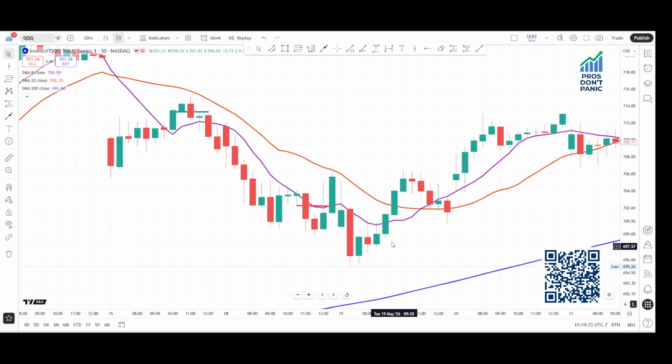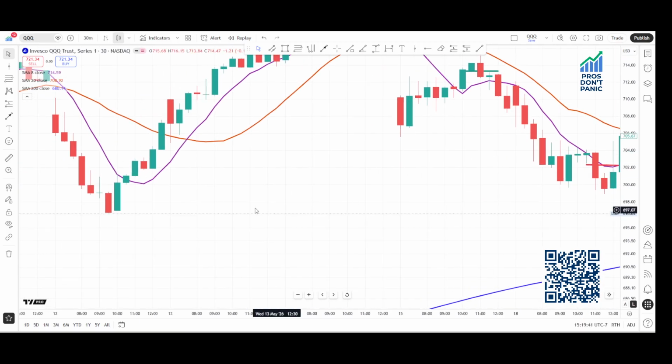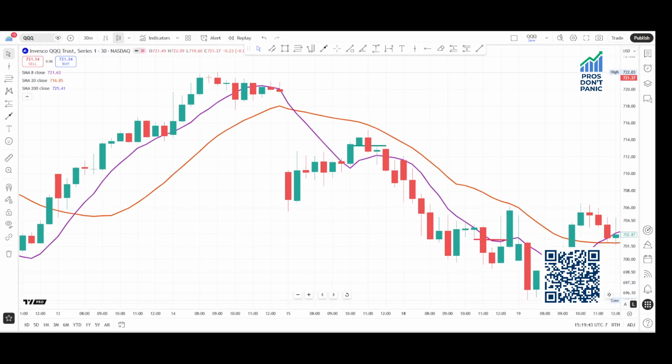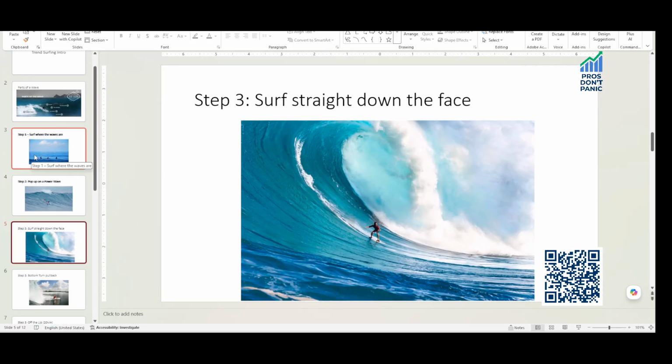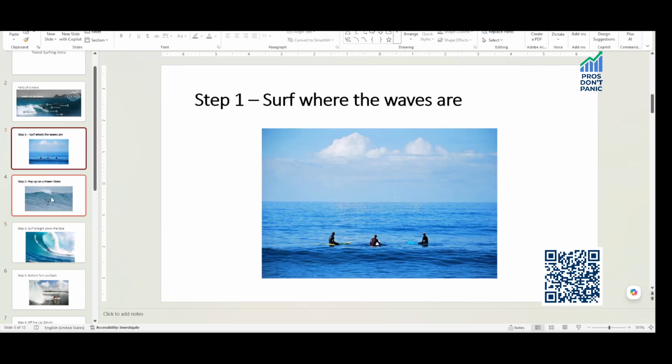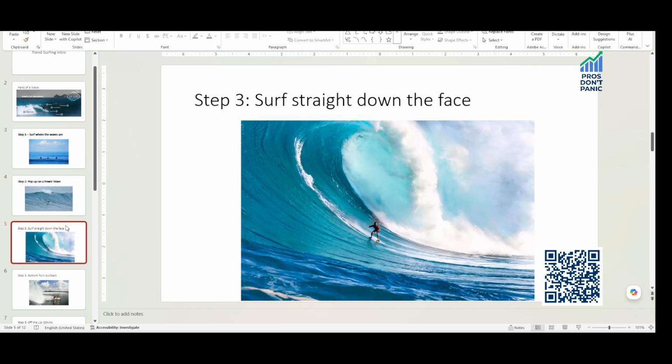Others might call it trend following, but I have a full course and a full analogy where you will know exactly where you are. Are you at the beach? Are you in the Riptide? Are you at the entry? In other words, where are you in this wave energy? Are you sitting in the lineup ready to surf? Are you popping up on a wave at the entry of a trade? Are you surfing down the face of the wave?